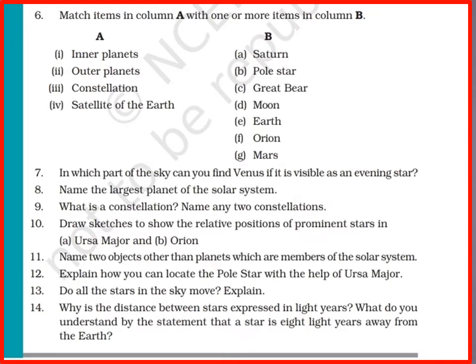What do you understand by the statement that a star is 8 light minutes away from the earth? That means the light from that star will take 8 minutes to reach the surface of the earth. Or you can also say that when you look at that star, you will be able to see its image from 8 minutes back.